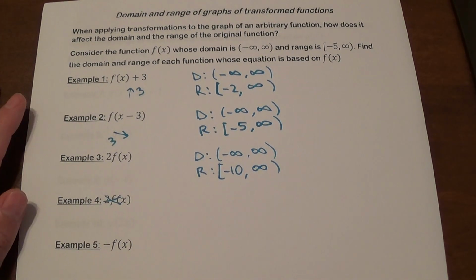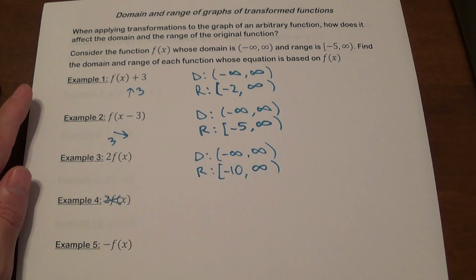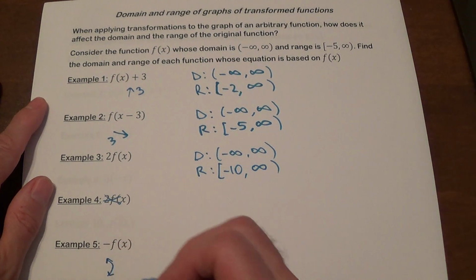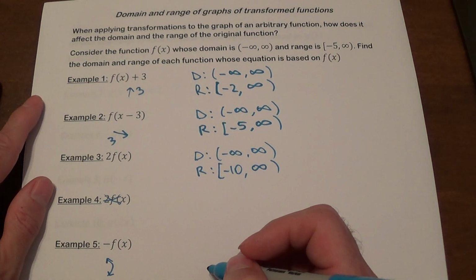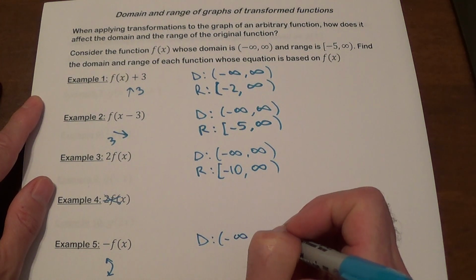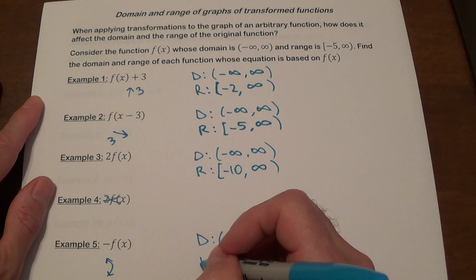What about example 5? We have negative f of x. This is going to flip the graph across the x-axis. And when you flip the graph across the x-axis, well, the domain is going to stay the same. But what's going to happen with range?